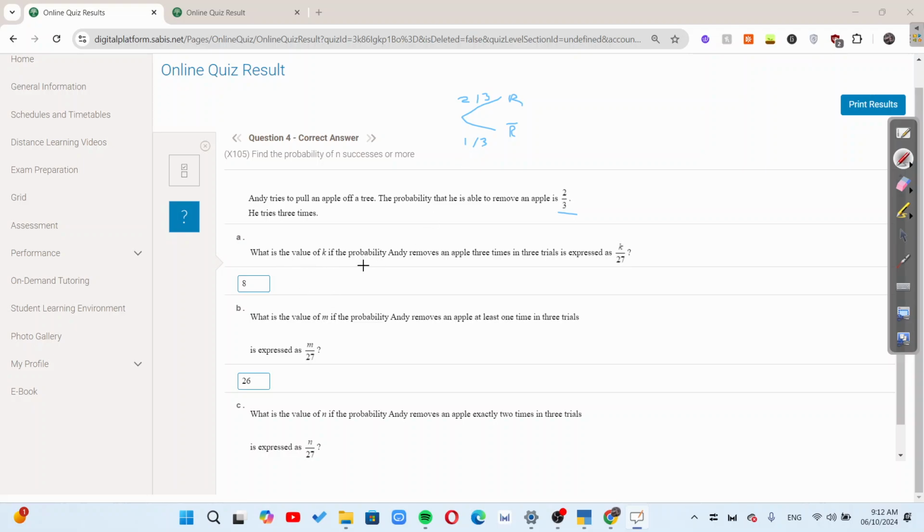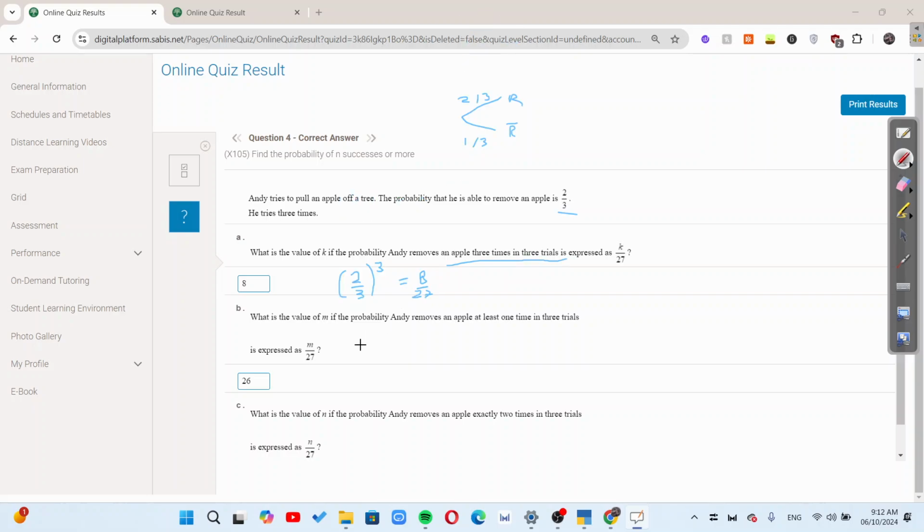So what's the value of k that Andy removes the apple 3 times in a row? So 2 over 3, to the power of the number of times he removed it in a row. So 2 over 3 cubed, you're gonna get 8 over 27.